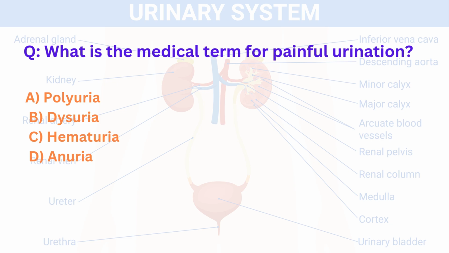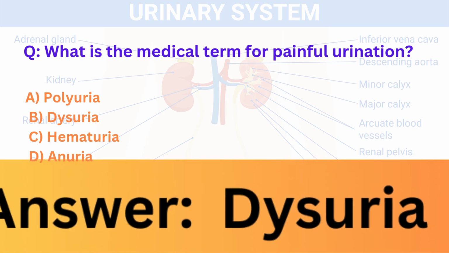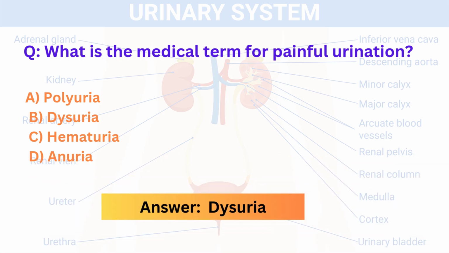Then hematuria, heme refers to blood. Here hematuria refers to the presence of blood in urine which can indicate infection, trauma or other urinary issues. Then anuria refers to absence of urine output or very low production of urine. It is a sign of severe kidney dysfunction. Here the correct answer is dysuria, that is medical term used for painful urination.